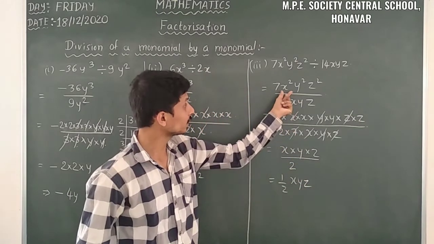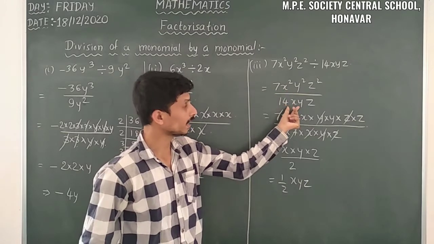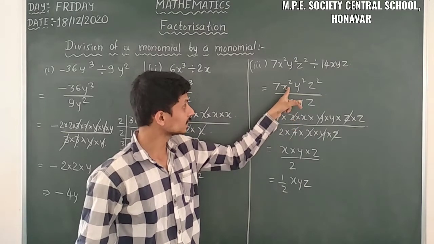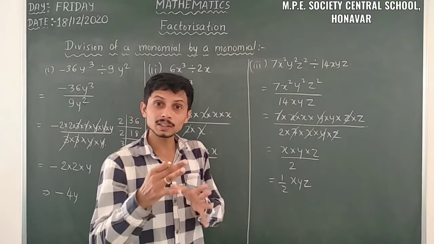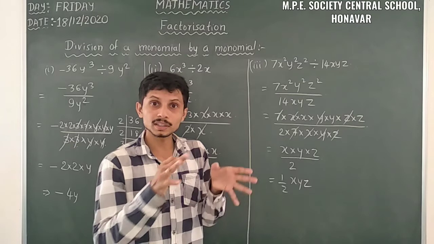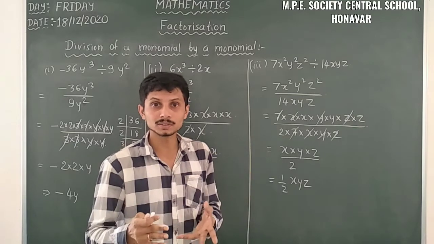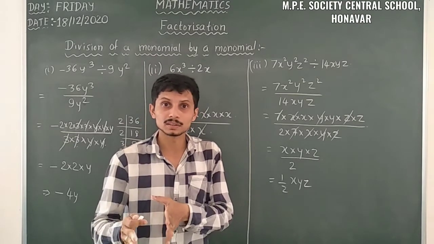Another method is there. Just observe here, x square by x. We can divide x square by x also. x square by x is in the form of a raised to m by a raised to n. Then what happens? a raised to m minus n. That one also we can do.